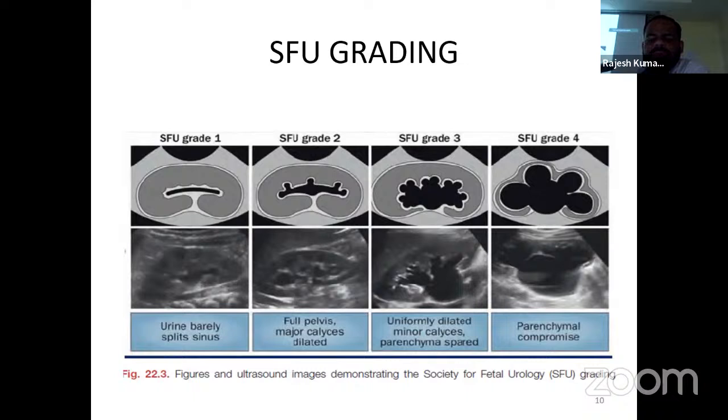Now, the different types of SFU grading. SFU grading is a 5-type system. SFU grade 0 is normal. SFU grade 1 is when the renal pelvis is visible, but not as such dilated. In SFU grade 2, the pelvis and major calyces are dilated and minor calyces are not dilated. In SFU grade 3, there is uniform dilatation of the minor and major calyces, but the parenchyma is spared as compared to SFU grade 4. In SFU grade 4, there is parenchymal compromise also.